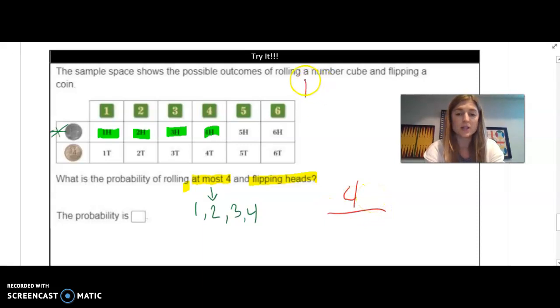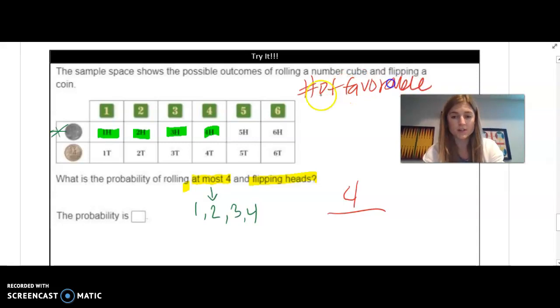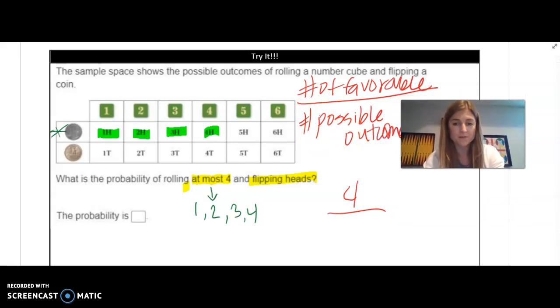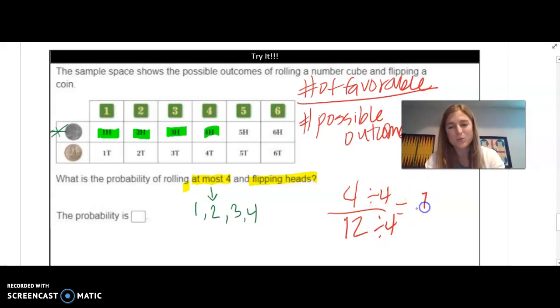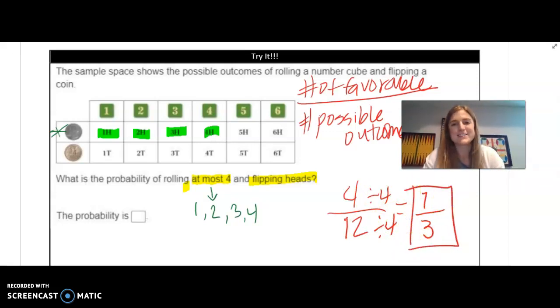I'm using that formula of number of favorable outcomes all over number of possible outcomes. Okay, so I got 4 as my favorable. And then what is the bottom? How many outcomes are there? Well, if you didn't know, you can count all of them, but we've been using the same example, so you should probably know it's 12 at this point. And then you're going to reduce it, make sure it's simplified, and I know 4 can go into both of these. So 1/3 is my probability and my answer.